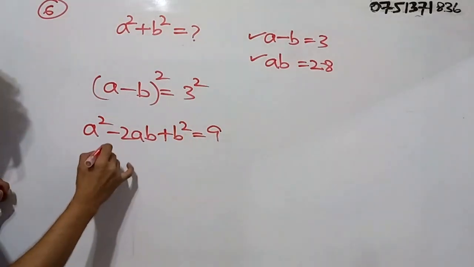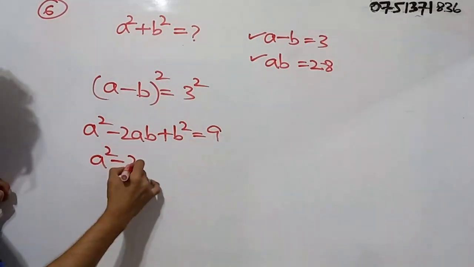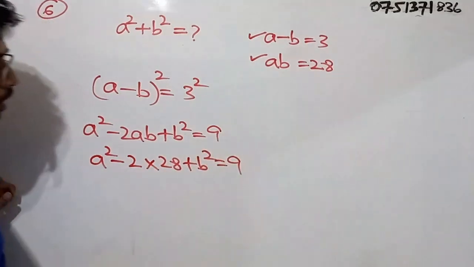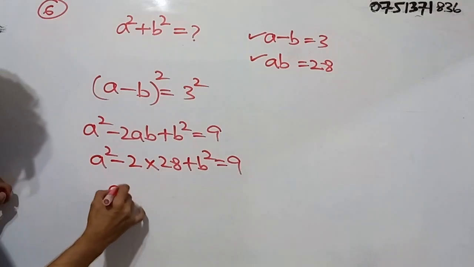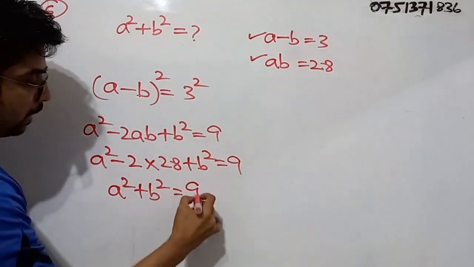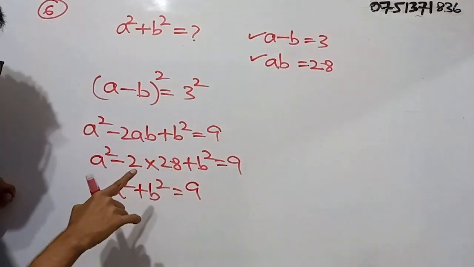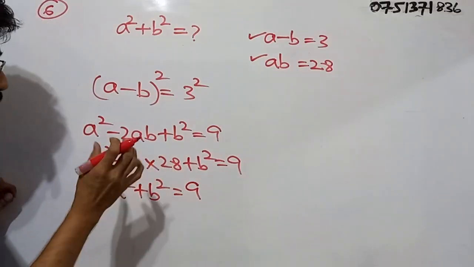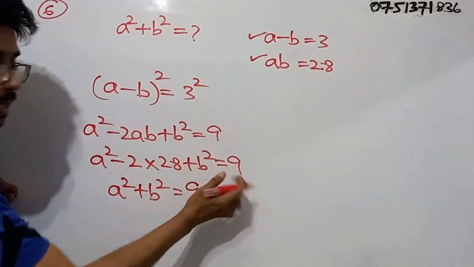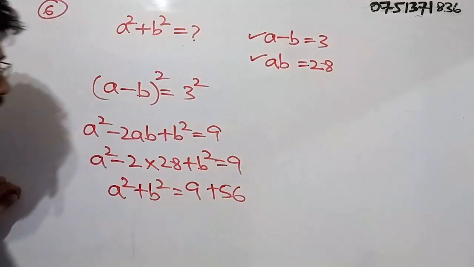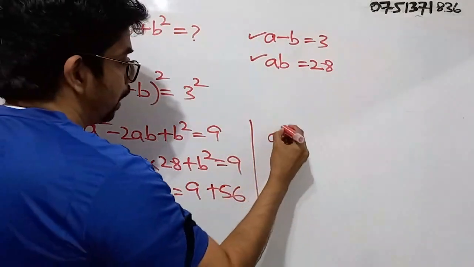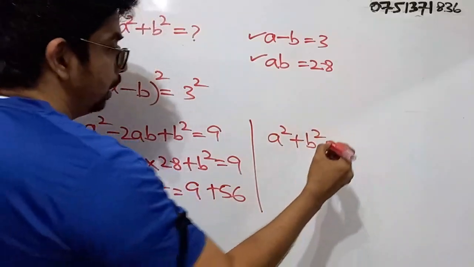So that means a squared minus 2 into 28 plus b squared, that is equal to 9. So a squared plus b squared, that is equal to... 9. 2 into 28, that is 56. So that is a negative 56. When that negative 56 goes to the other side, it becomes positive 56. So a squared plus b squared, that is equal to what?